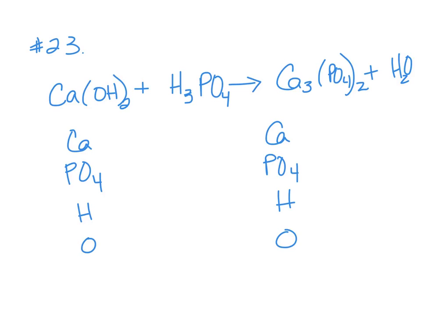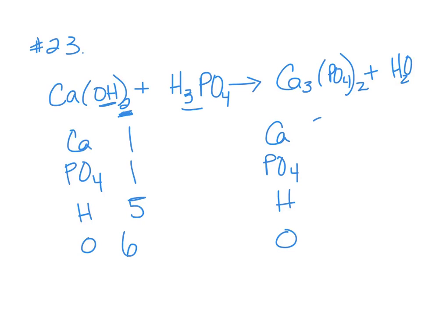I have 1 calcium, I have 1 PO4 on the left, I have 3 plus 2 is 5 hydrogens. And then, as I said, I'm going to do my oxygens as well. I have 2 oxygens there plus 4 is going to give me 6 oxygens on the left.